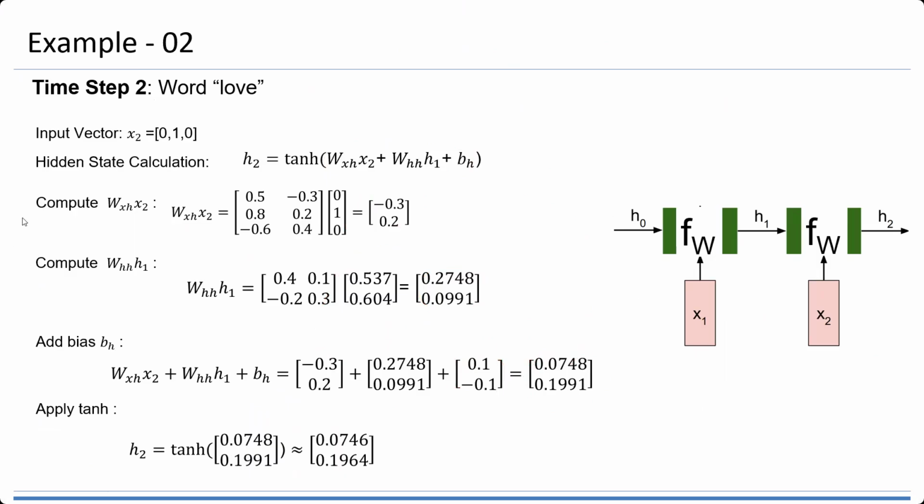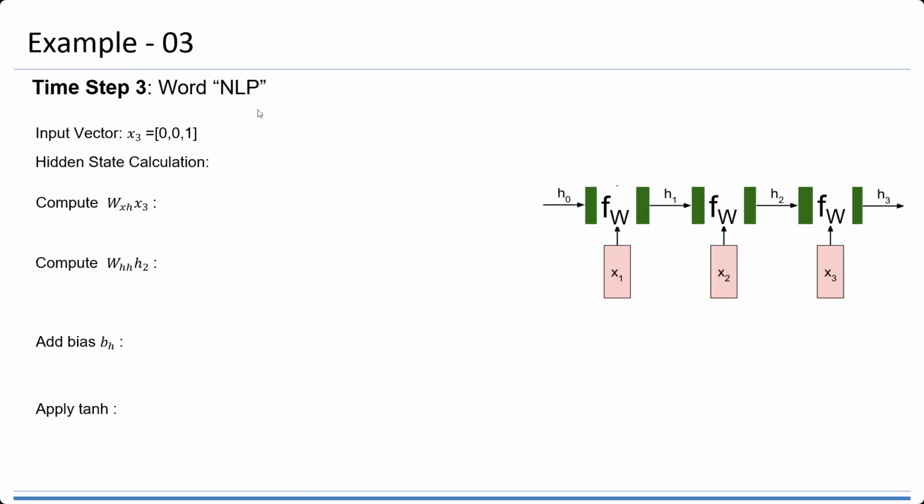Then the result of H2 is this one, 0.0746 and 0.1964. This is the H2 result. And let's do the next step. On the next step, we have the word NLP. So the X3 is 0, 0, 1.